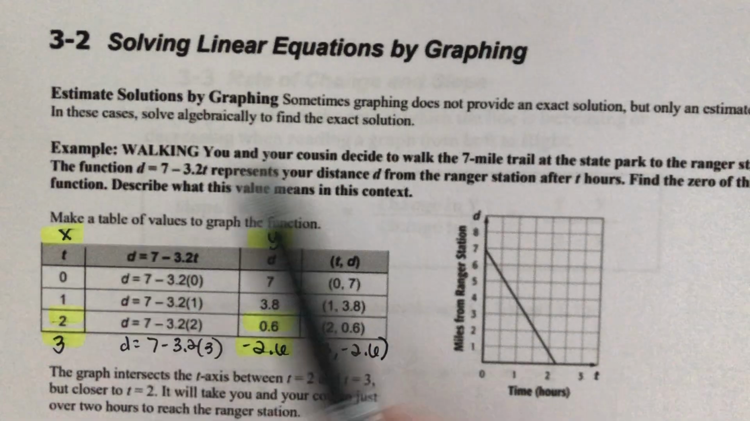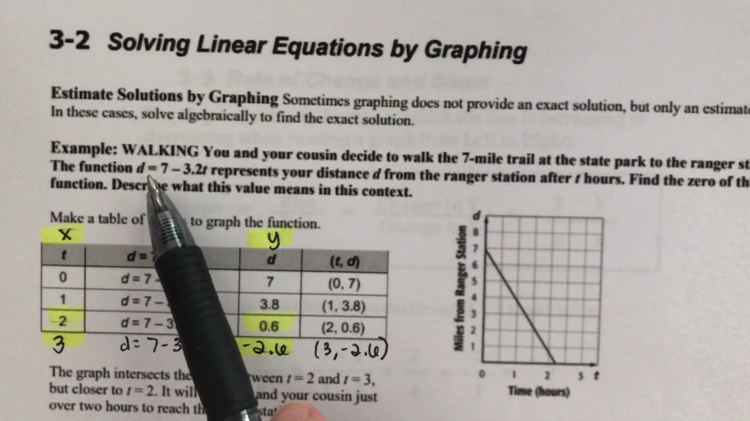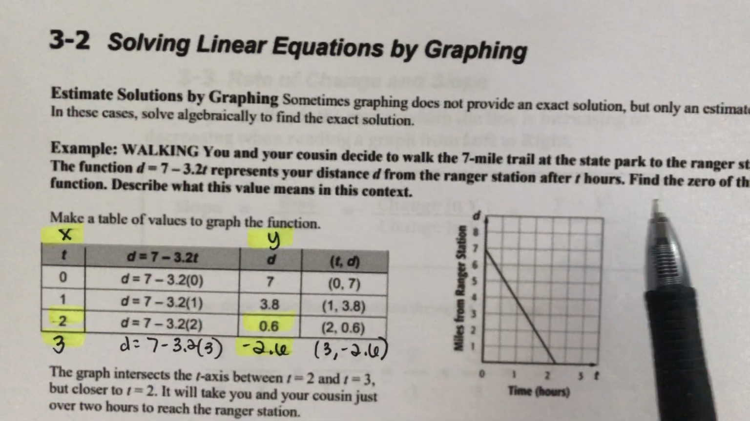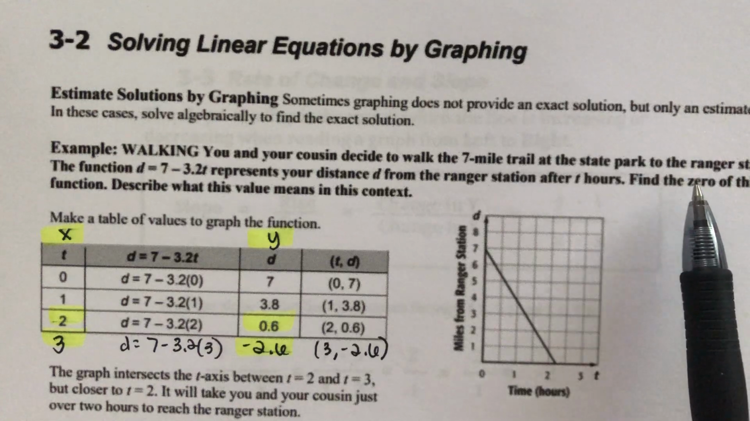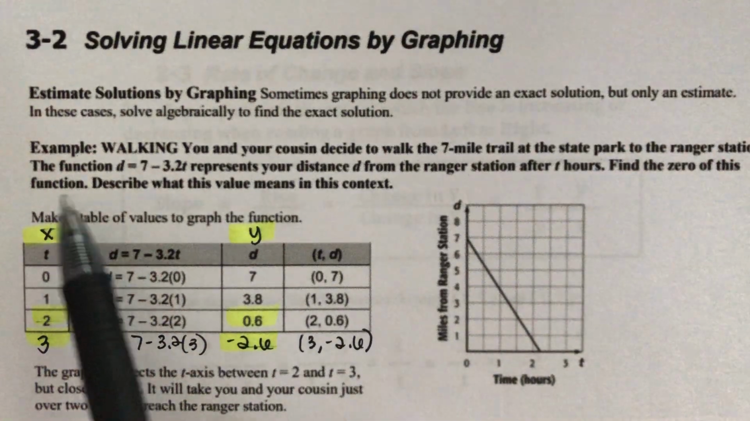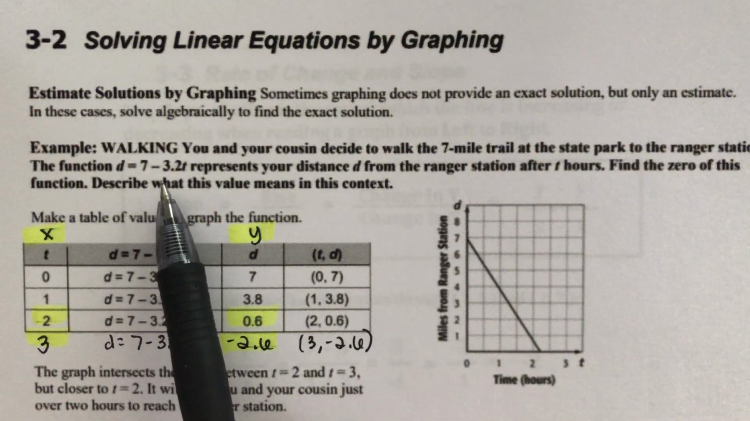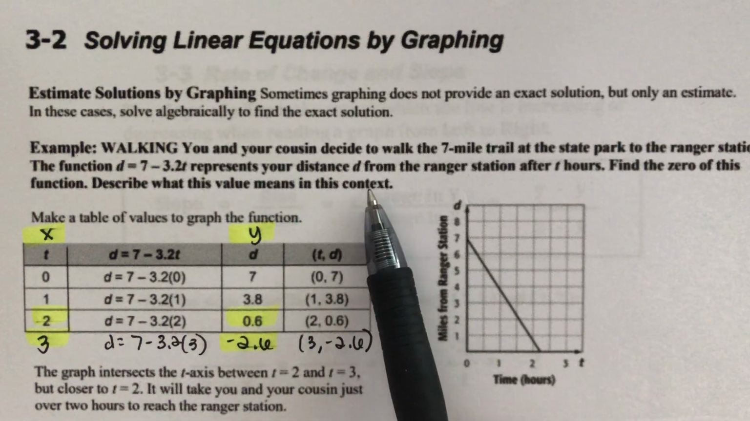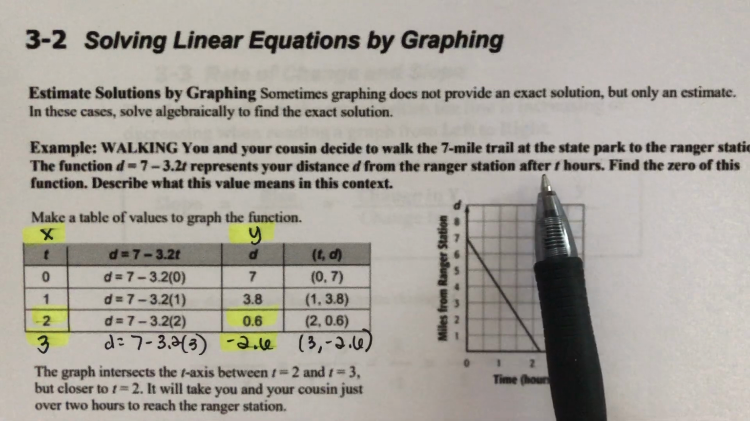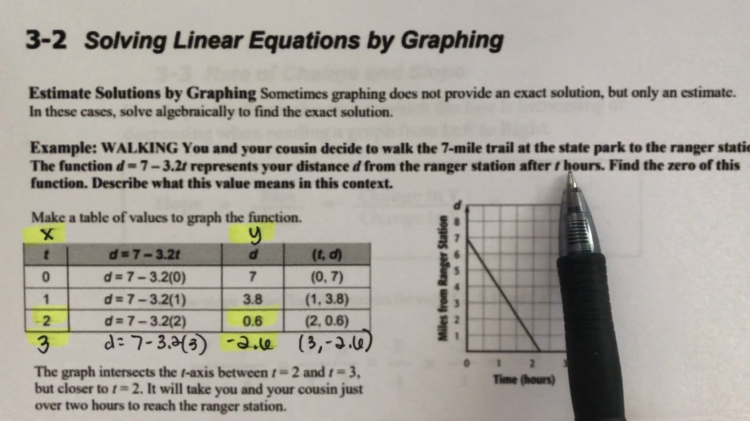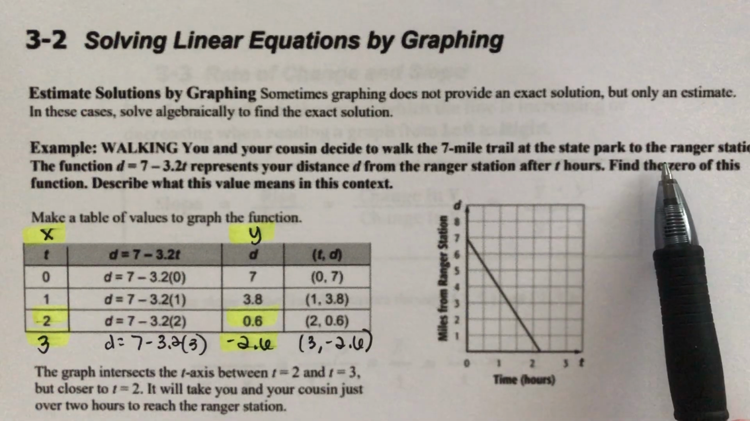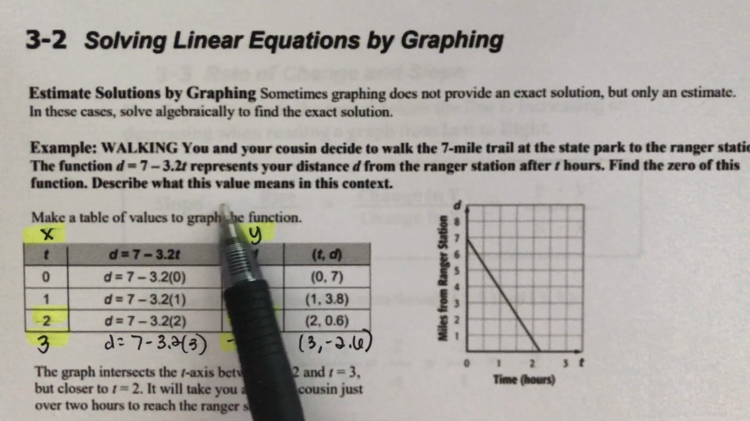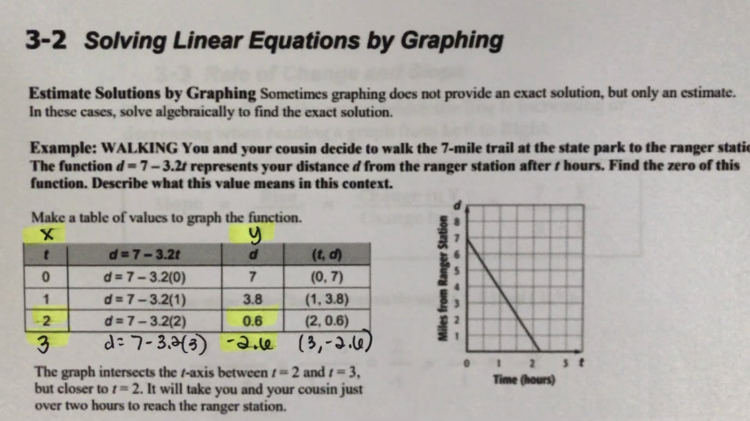So for example, we got an example written out for us already here. You and your cousins decide to walk the 7-mile trail at the state park to the ranger station. Can you guys see all this? I don't know if you can. The function d equals 7 minus 3.2 times t represents your distance, d, from the ranger station after t number of hours. T is for time. Find the 0 of this function. Describe what this value means in this context.